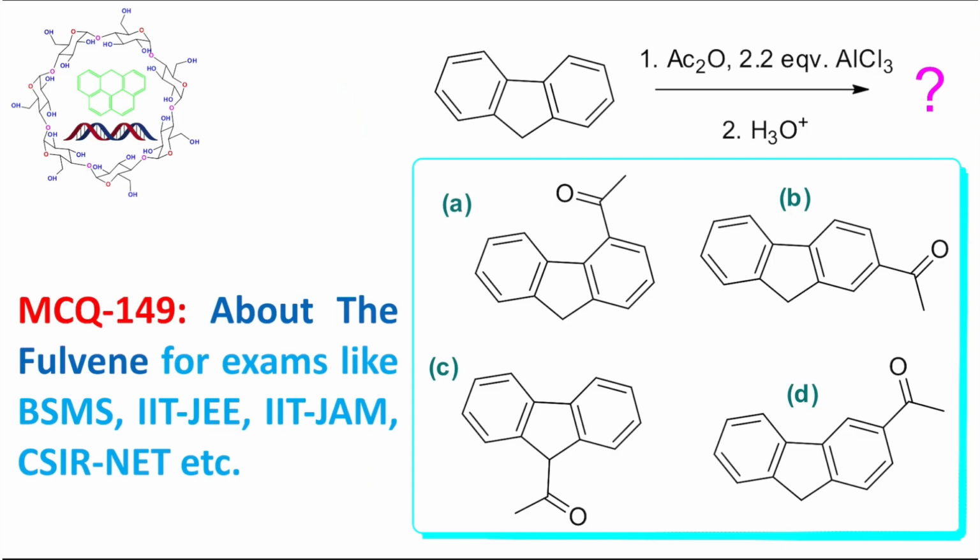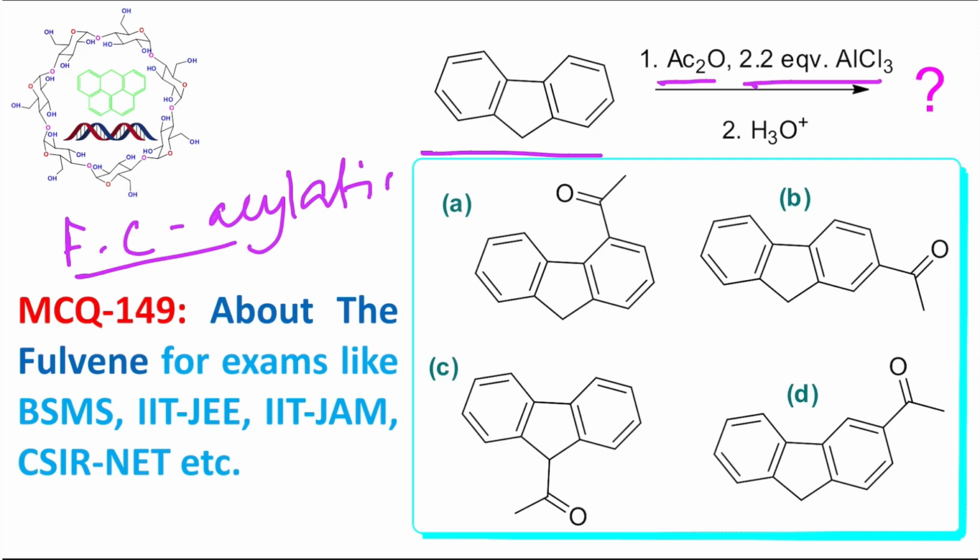Now let's understand what the problem actually is. This is an aromatic moiety reacting with acetic anhydride with 2.2 equivalent of AlCl3. And what is the product? So this is, students, actually a Friedel-Crafts alkylation, sorry, not alkylation, it's Friedel-Crafts acylation. The source of electrophile is acetic anhydride, the catalyst is AlCl3, and this is the aromatic system.